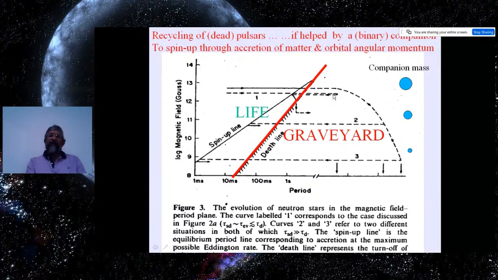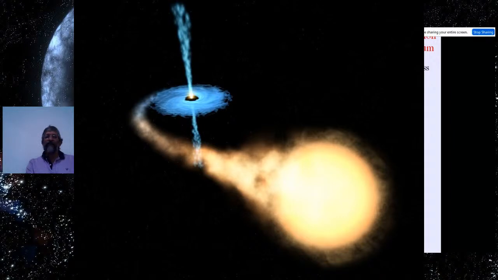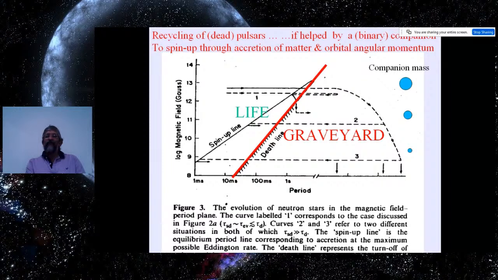It can be saved and brought back to life if it gets some help, if it finds a companion who can help it. The spin up can come from basically patting it, giving it angular momentum, which can be done through accretion of matter, where the orbital angular momentum can be deposited onto this compact star. It can be done only if you have a companion to help. So in binary systems, if this compact star has a companion which happens to be a massive star, which will be ready to help rather quickly, and before anything happens to the magnetic field, the star can be brought back to life. This line here shows the maximum rate at which it can help, that means the maximum accretion rate, and so it can be spun up only up to this period. And that depends on the magnetic field.